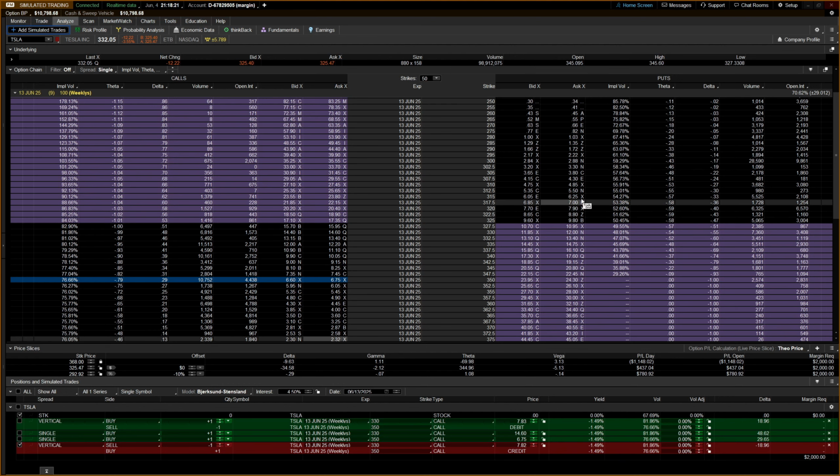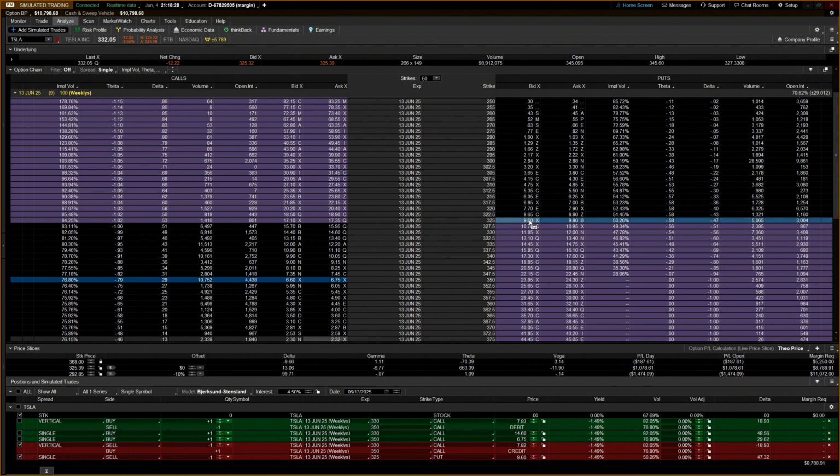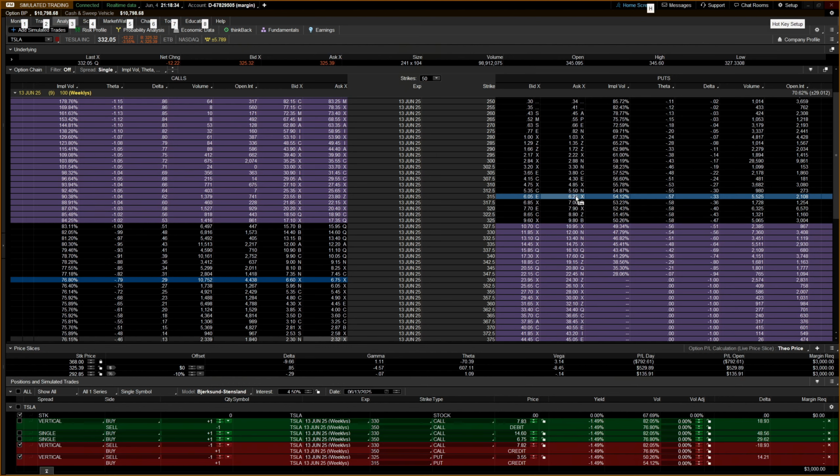And so what a bull put spread does is you're going to sell, let's say you want to sell the 325, and you want to buy the 315. We'll just do a 10-point spread here. Okay. So this is a 10-point spread.